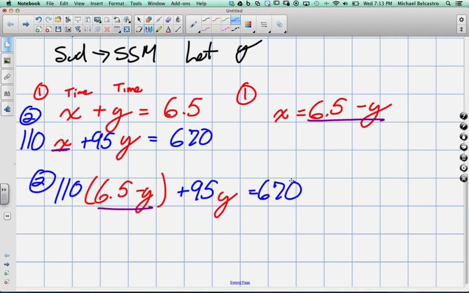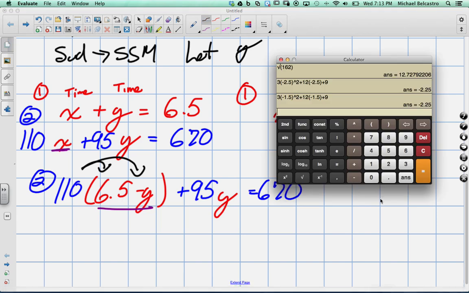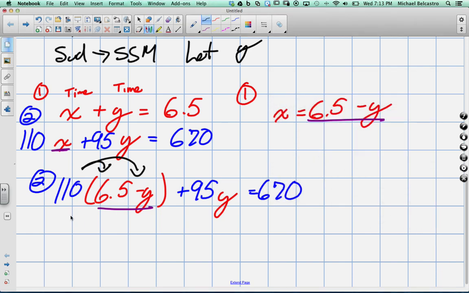From here I'll write in black, okay, just so we saw some substitutions. So we'll have to use distributive property here. And when we distribute this value, bring out our calculator here, 6.5 times 110, okay, 715. So that's 715, the first distribution. And the other one becomes negative 110y plus 95y is equal to 670.